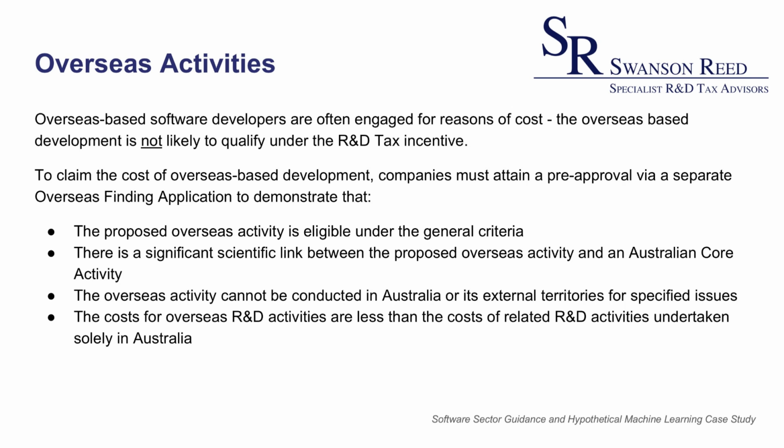Their proposed overseas activity is eligible under the general criteria. There is a significant scientific link between the proposed overseas activity and an Australian core activity. The overseas activity must not be able to be conducted in Australia for specified issues, including lack of availability to expertise and resources within Australia. And the costs for overseas R&D activities must be less than the costs of related R&D activities undertaken solely in Australia. Attaining an overseas finding can be a very involved process and often requires significant time and evidence.